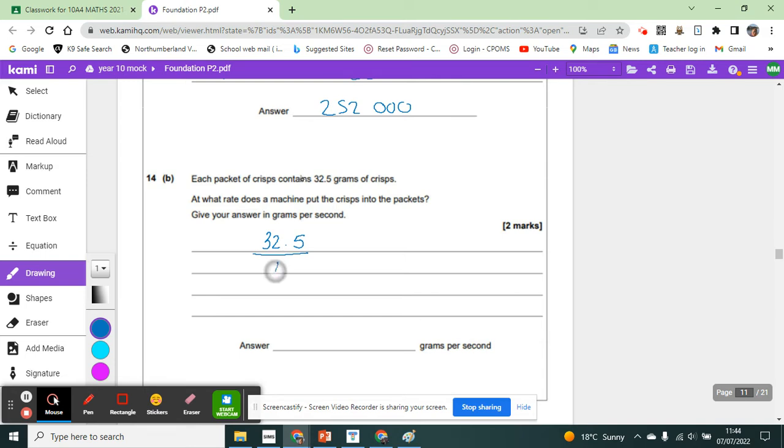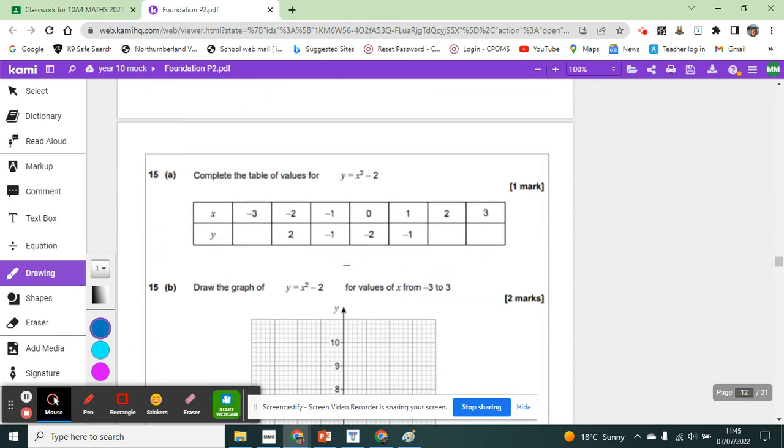So 32.5 divided by 4 gets me 8.125 grams per second. Okay, because we're wanting that down to 1 second, and we know that the machine puts 32.5 grams into the bag in 4 seconds, so it must be 8.125 grams per second, because after 4 seconds it's got 32.5 filled.